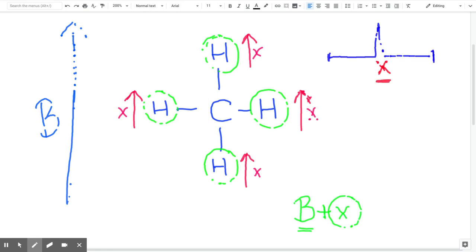So think about that and look on to the next one. We'll build this molecule up slowly and try to get more and more detail.